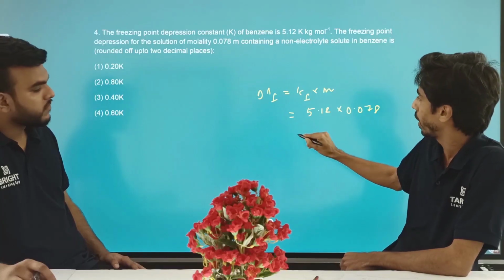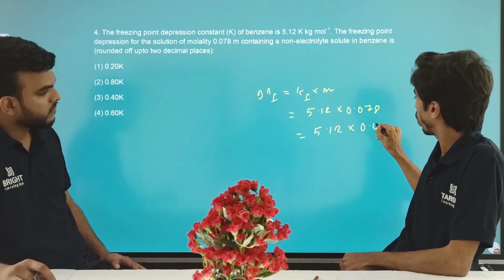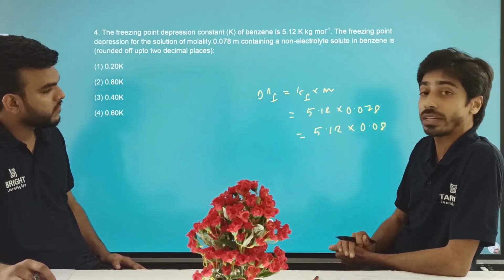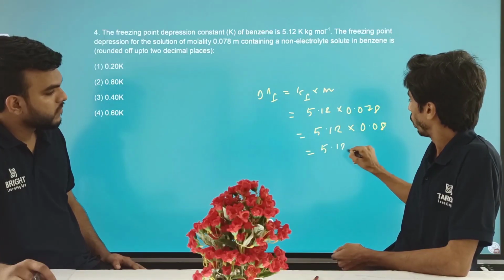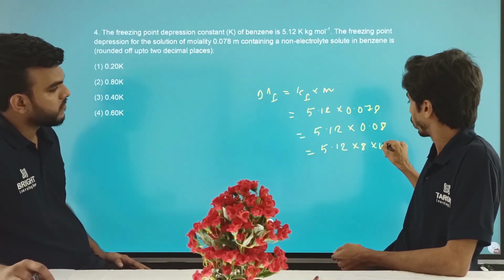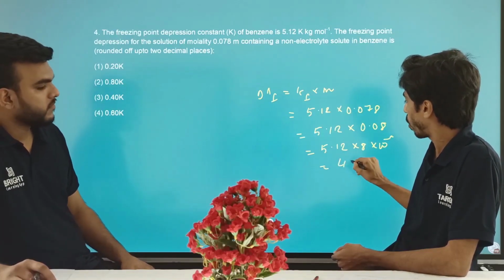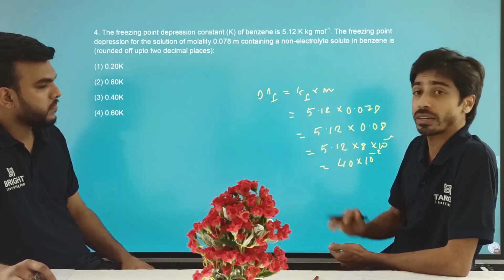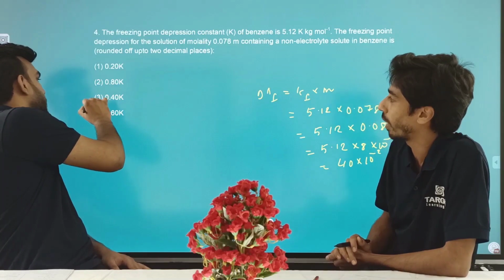So your answer will be 5.12 into 0.08, which is something like 5.12 into 8 into 10 to the power minus 2. You just approximate 5 into 8, that will be 40. 40 into 10 power minus 2. So your answer will be 0.4. So you have option 3, 0.4 Kelvin.